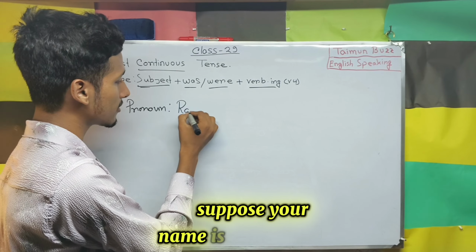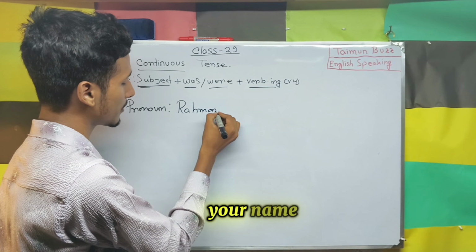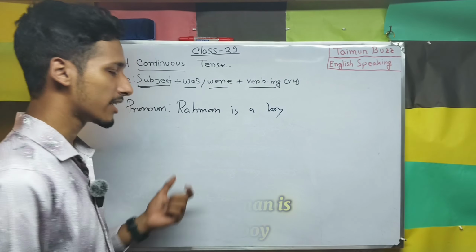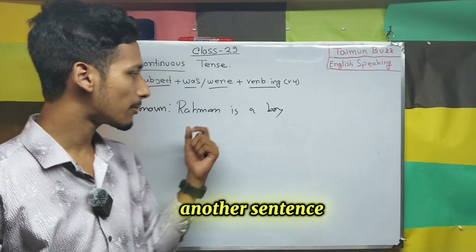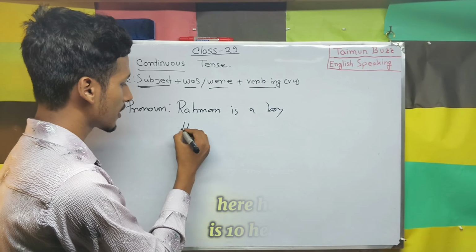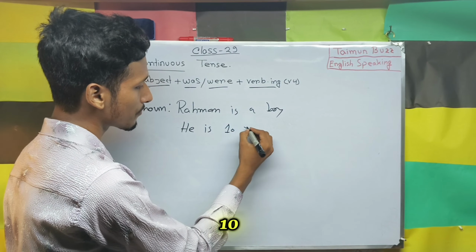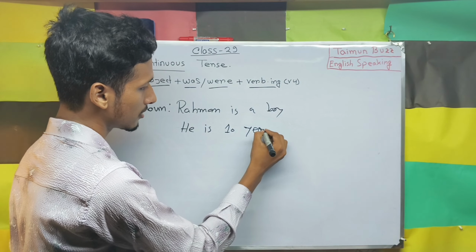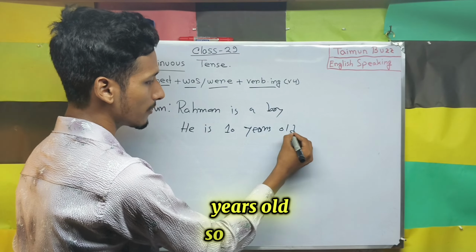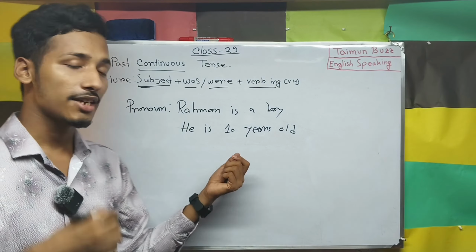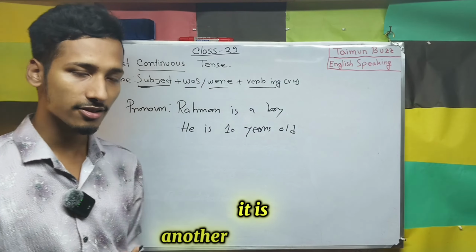Suppose your name is Rahman. Okay, Rahman is a boy. Now I want to make another sentence about Rahman. Here, he is 10 years old. So you can see here Rahman is a boy. It is a sentence. Then he is 10 years old. It is another sentence.